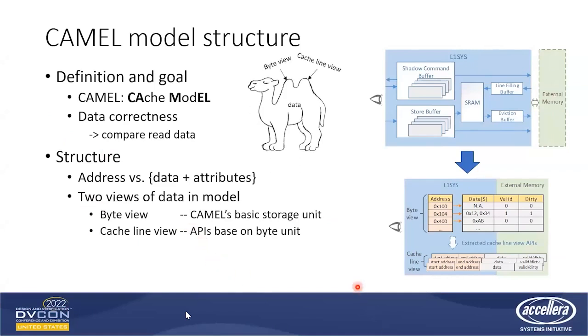To summarize the CAMEL model, it's just like what the word camel, the animal, means. The data in the CAMEL model is just like the water in the camel. No matter what view you are using, the byte view or the cache line view, the data in the CAMEL model is just like the water in the camel animal, they are the same.